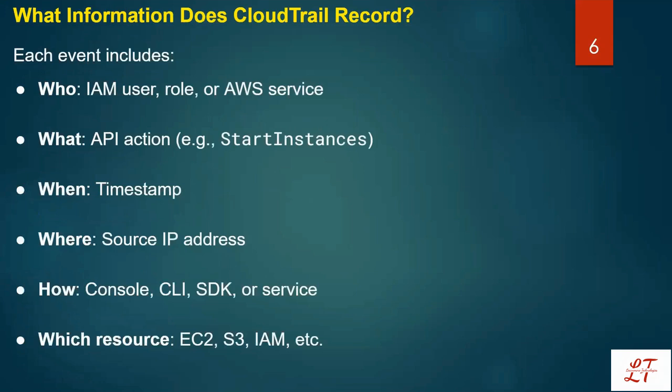So, what information does CloudTrail record? Each event includes IAM users, roles, and AWS services. It can also record the API action, timestamp, source IP, console, CLI, SDKs and other services, and even resources like EC2, S3, IAM, CloudWatch, almost all the services available in AWS.